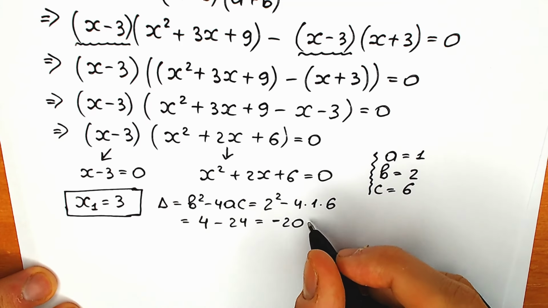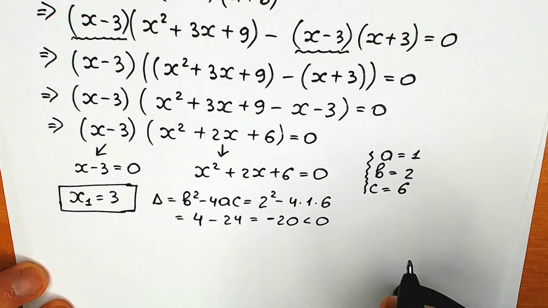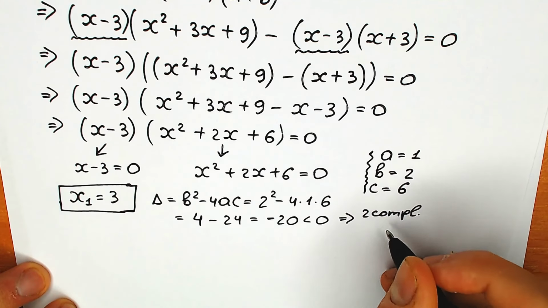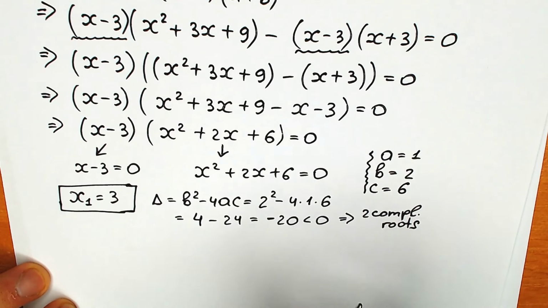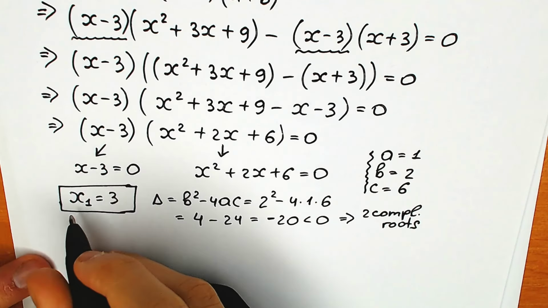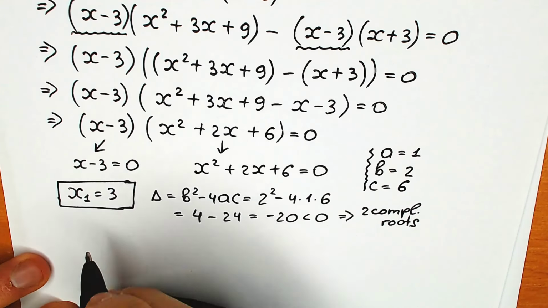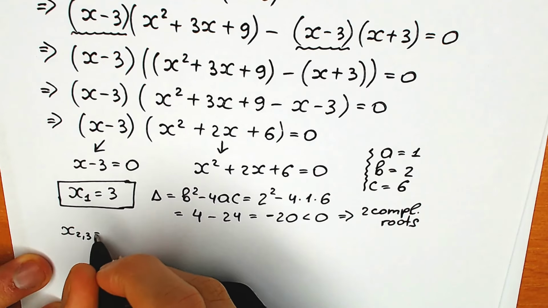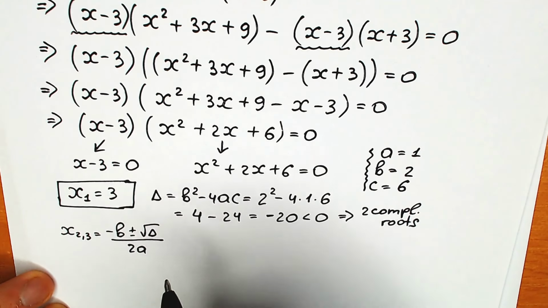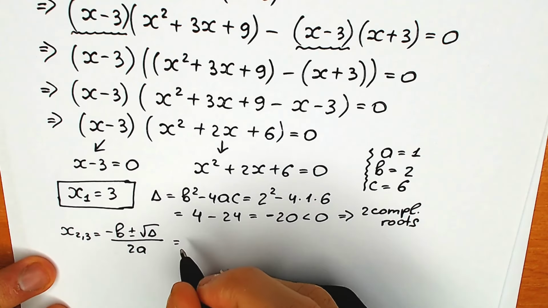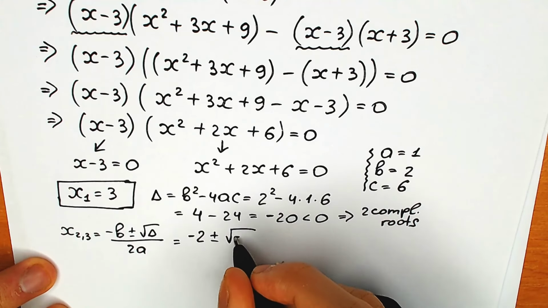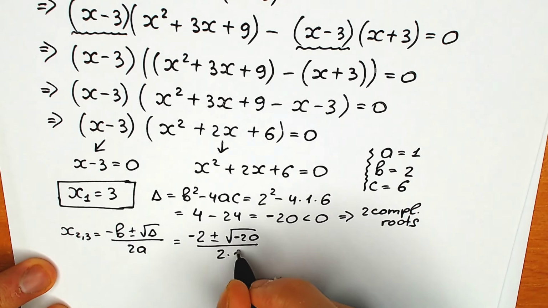So it means that our discriminant, first of all, is less than 0, but it also means that right here in this branch we have two complex roots. Not two real roots, but two complex roots. Okay, we already know it, and right now let's solve this part. So x second and third, because we already have x first, equal to minus b plus minus square root of discriminant, all over 2a. As a result, what do we have? Minus b, we have minus 2 plus minus square root of discriminant, square root of minus 20, and all over 2a, 2 times 1.